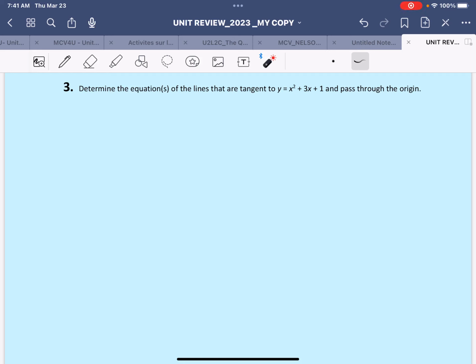Welcome back, and we'll continue with question number 3 from the thinking question set. And remember, we are reviewing for unit test number 3, which is about derivatives. Here we have to determine the equation of the lines that are tangent to y equals x squared plus 3x plus 1 and pass through the origin.